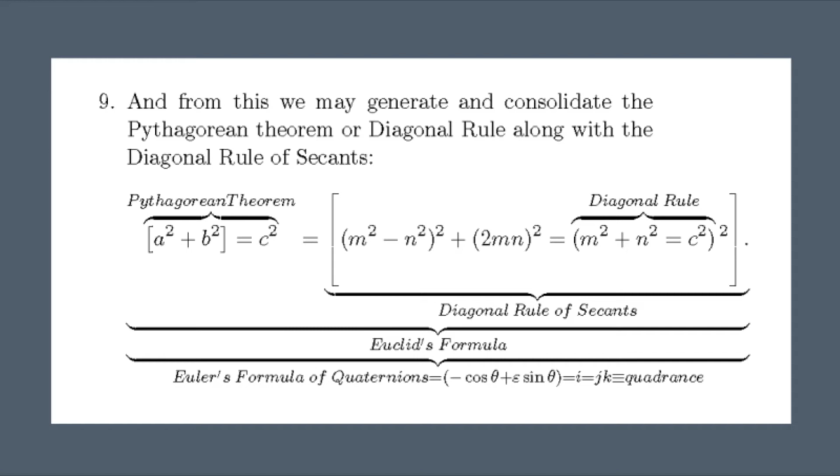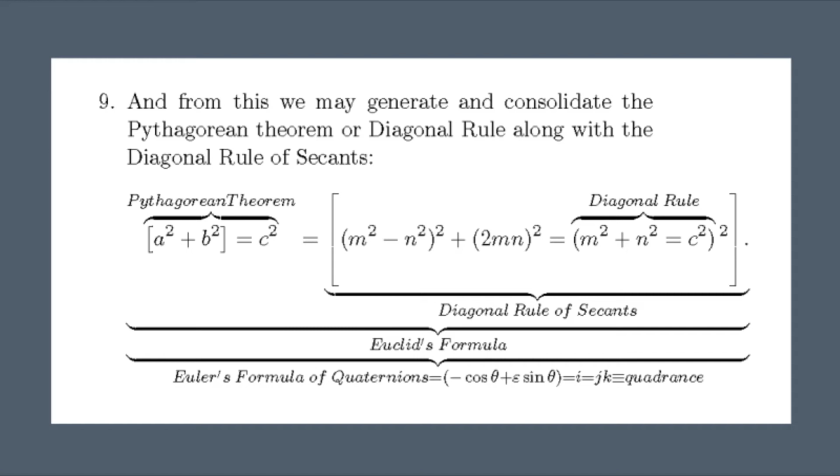One may argue that the diagonal rule of secants is simply an alternative expression or corollary to Euclid's formula. However, I have elected to separate the two for a very specific reason. Euclid's formula provides for an orderly generation of Pythagorean triples in general. But the diagonal rule of secants is very specific. It algebraically constructs an infinite succession of similar Pythagorean triples. It generates a nesting succession of similar Pythagorean triples based upon the concept of quadrances.